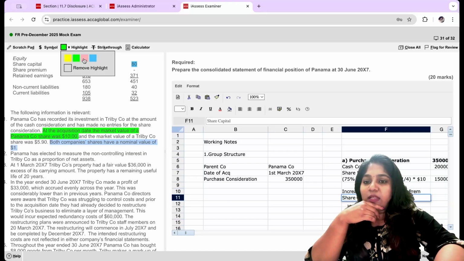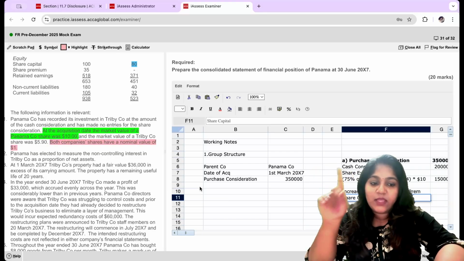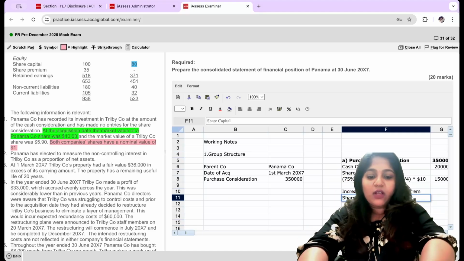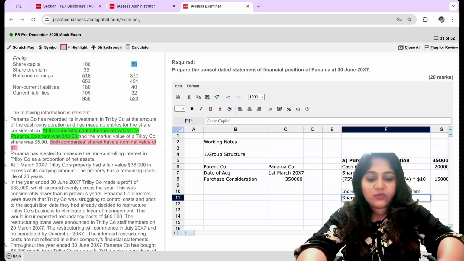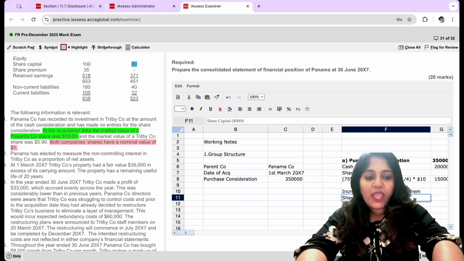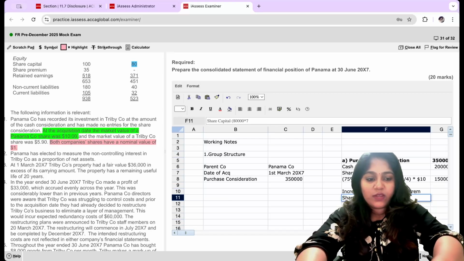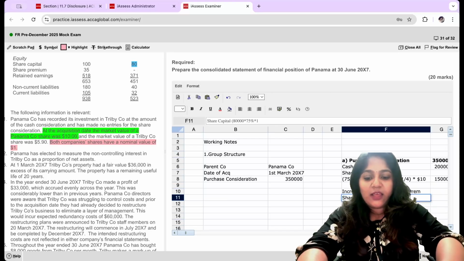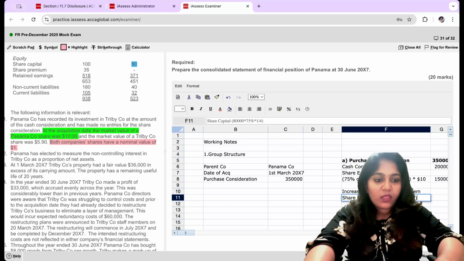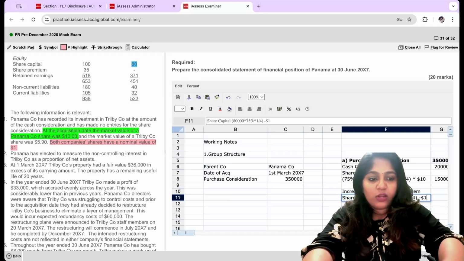So we will go ahead and consider this as my share capital. So how many shares have I issued first of all? Out of 80,000, I have acquired 75%. In that I have issued 1 by 4. Correct? So at $1 each.